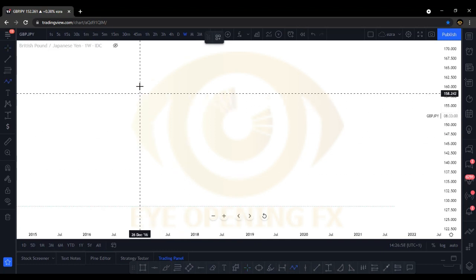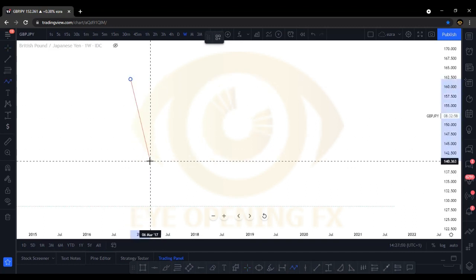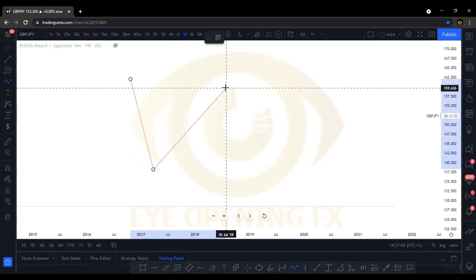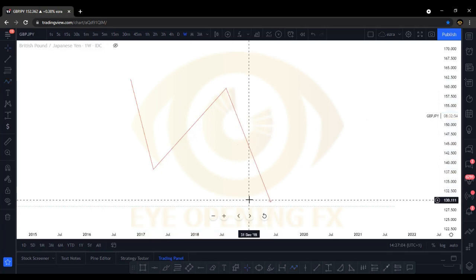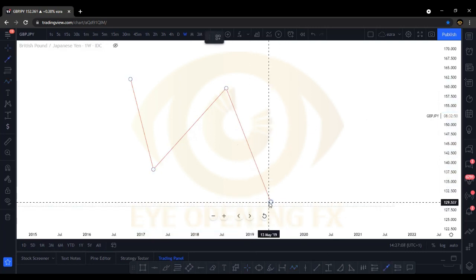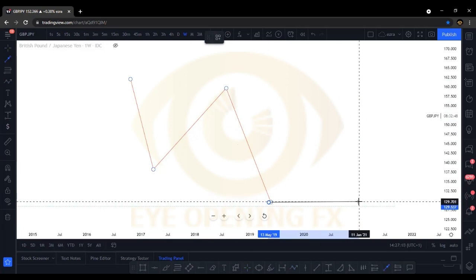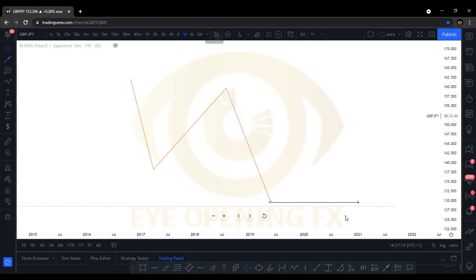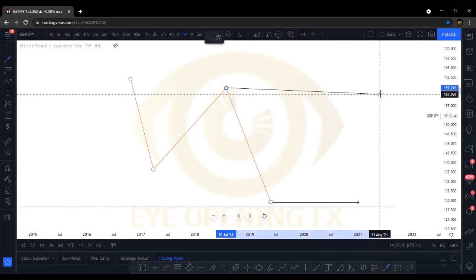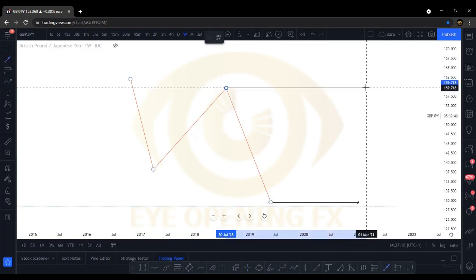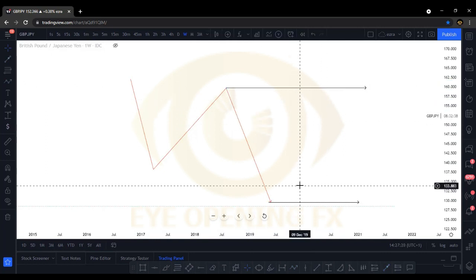Let's take, for example, this structure range. What I mean by a structure range is from this new low that was formed to this recent high that was formed. That is what we call a range.